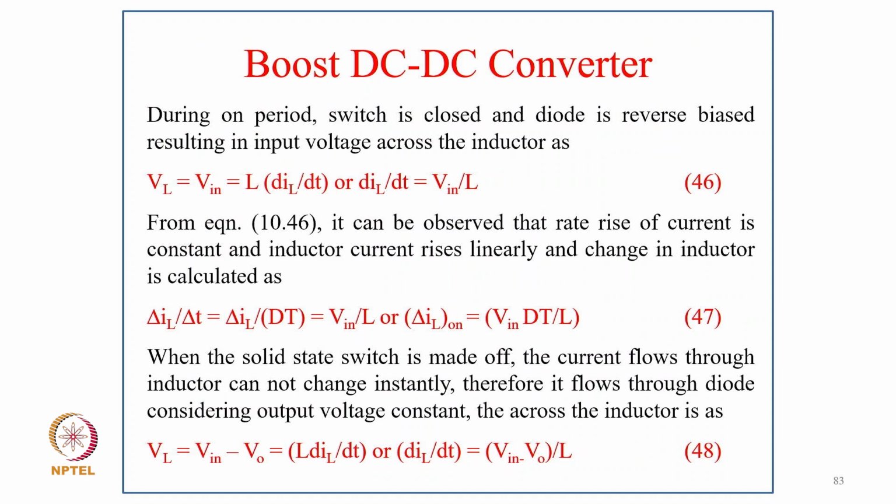Now during the on period, the switch is closed and the diode is reverse biased, resulting in the input voltage across the inductor: VL equals Vin equals L dIL/dt, or dIL/dt equals Vin/L. From this equation, it can be observed that the rate of rise of the current is constant and the inductor current rises linearly. The change in inductor current is calculated as ΔIL/ΔT equals Vin/L, so ΔIL on equals Vin·DT/L.